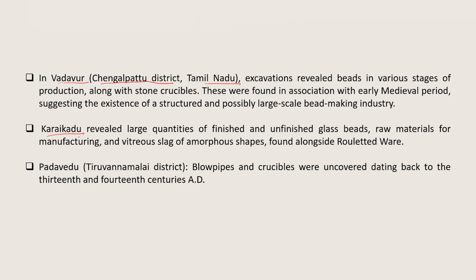Karaikadu reveals large quantities of finished and unfinished glass beads, raw material for manufacturing and vitreous slag of amorphous shape found alongside rouletted ware. At Padavedu, Tiruvannamalai district, blowpipes and crucible were uncovered dating back to the 13th and 14th century.